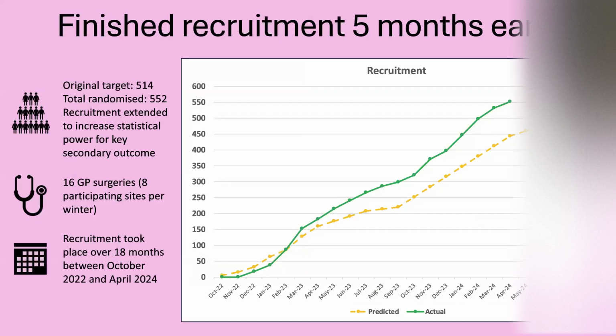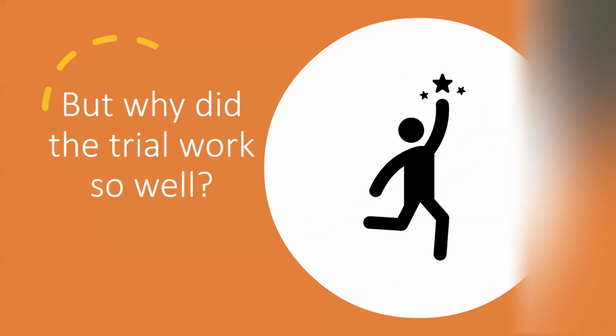I thought I'd just share some good news as well, because I want to keep it light. We finished our recruitment 5 months earlier than we thought we would. We randomised in total 552 patients across Bristol, over 16 GP surgeries. We had what we called 2 winters. We had 8 GPs doing this in winter 1, and then the next winter we had different 8 GPs running it. This was between the end of October 22 and April 24. So that's good to see.